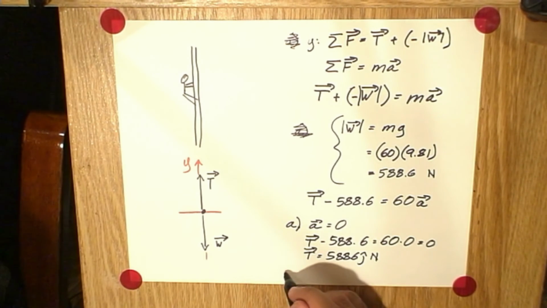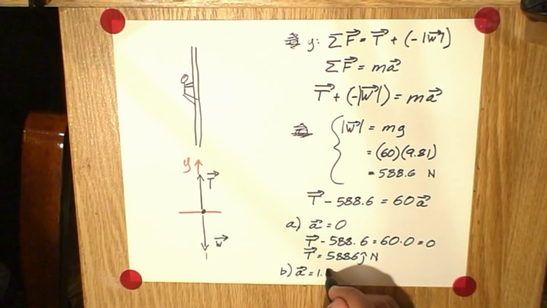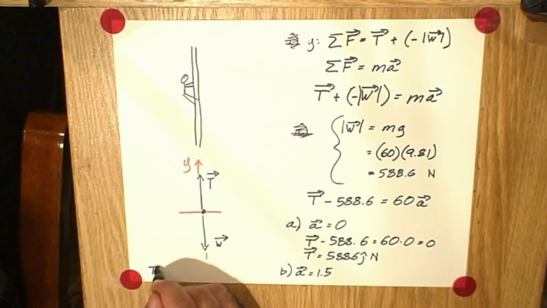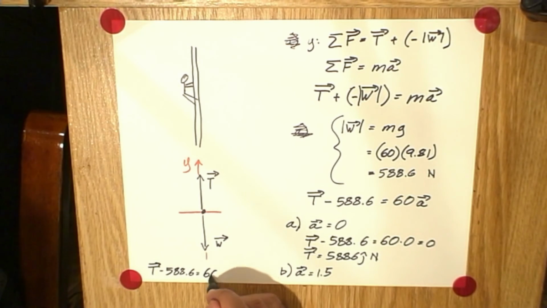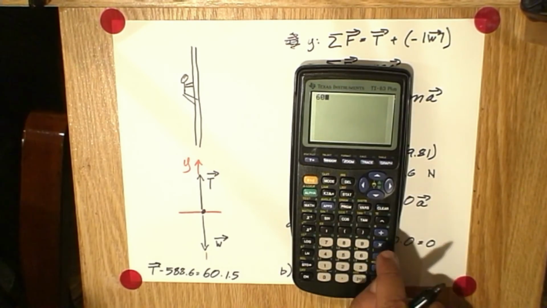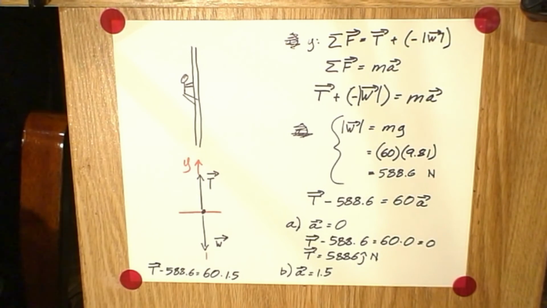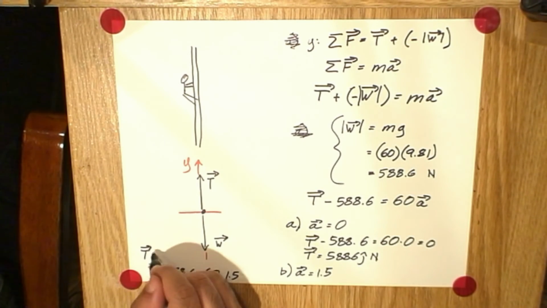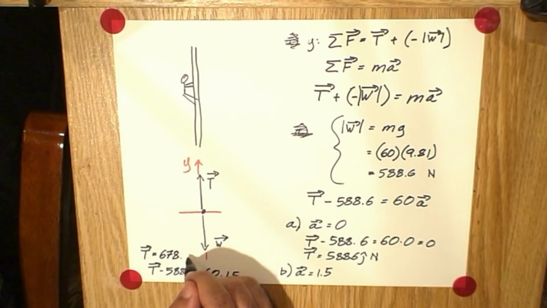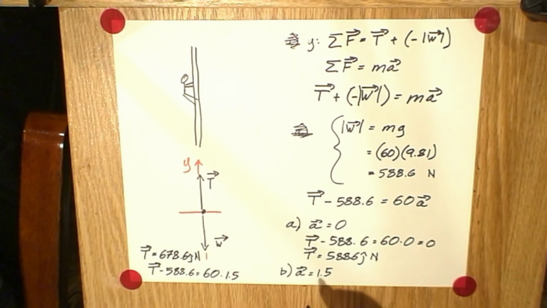Whereas for part B, I've run out of room here, the acceleration is going to be 1.5. So I'm going to write over here. I would say that tension minus 588.6 is equal to 60 times 1.5. 60 times 1.5 gives us 90, plus 588.6 would give us 678.6. So in this case, the tension would be 678.6 j-hat newtons.